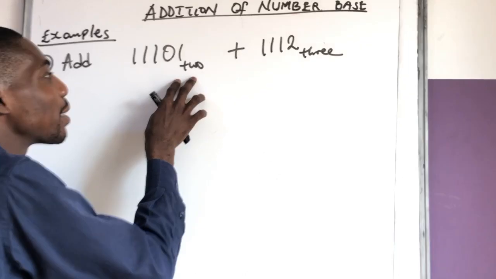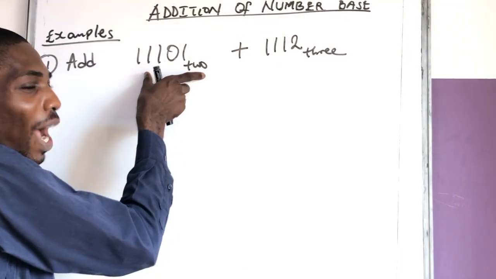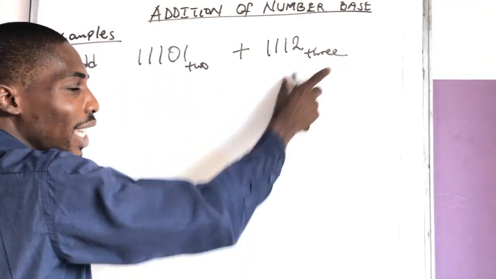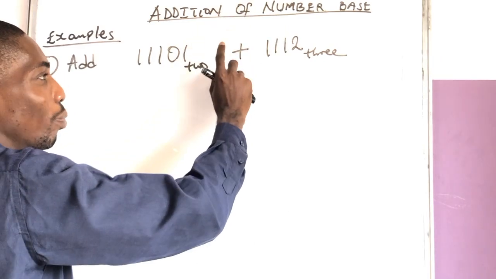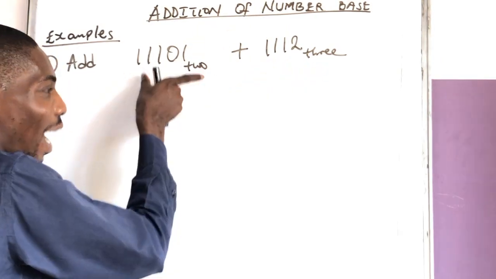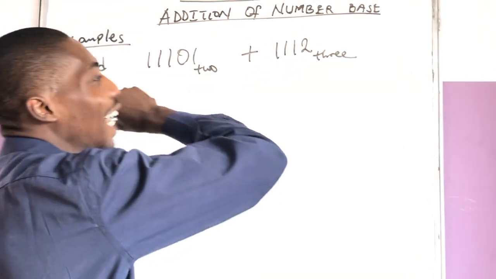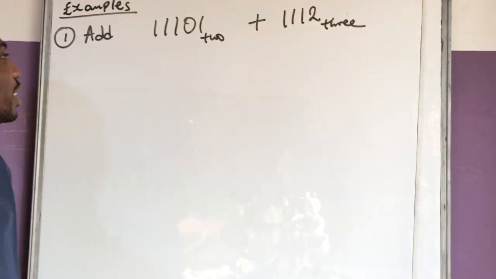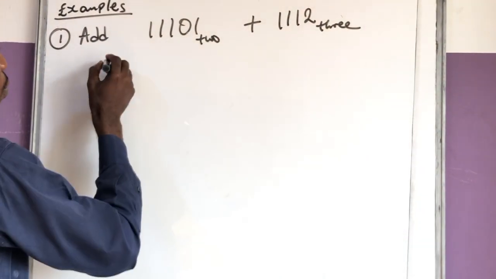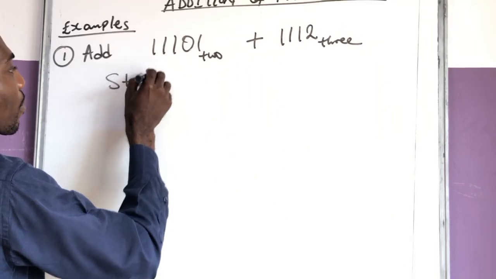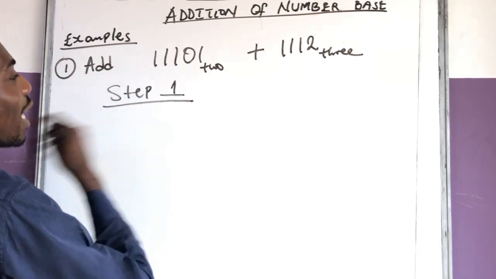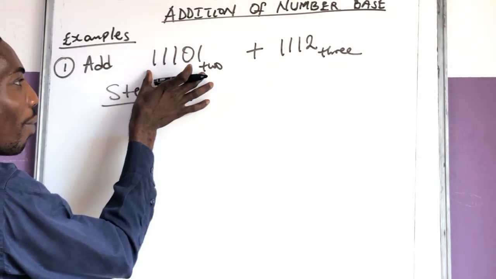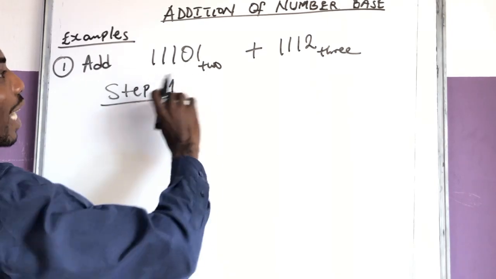If I convert base 2 to base 3, then I will have base 3 here and base 3 here. If I convert base 3 to base 2, then I will have base 2 here and base 2 here. Then I can add both of them together. So let's go ahead and solve this now. Step 1. I'm going to convert this number to base 3, then I will add them together.